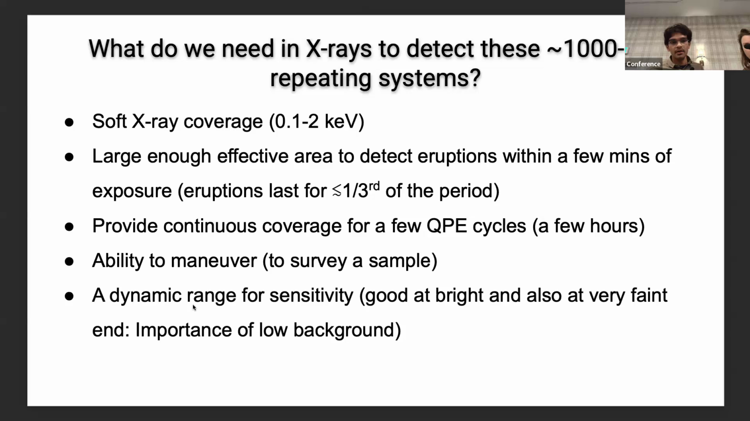This is sort of the ideal telescope that you want for detecting a fast QPE system. You want soft X-ray coverage. As you just saw, these things are very soft. You need a large effective area such that you can detect the eruptions in just a few minutes, a few hundreds of seconds exposure. And again, you want continuous coverage to sample enough number of cycles and convince yourself that you are seeing something quasi-periodic, QPEs.